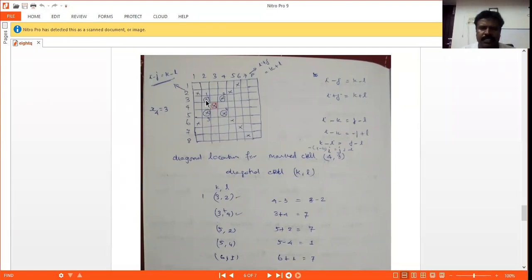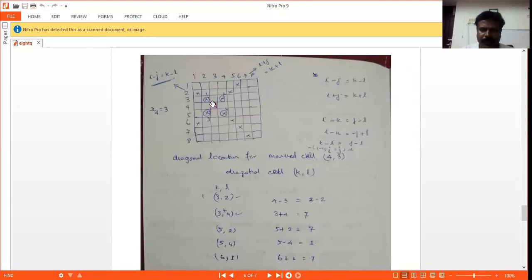Here you see this one, this is 3 comma 2. The subtraction 3 minus 2 is 1. Similarly, 4 minus 3 is equal to 1. So the condition is i minus j is equal to k minus l. So this is k and l, where k is 3 and l is 2. So 3 minus 2 is equal to 4 minus 3. So this is one case.